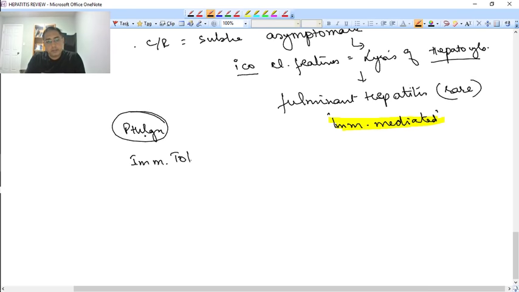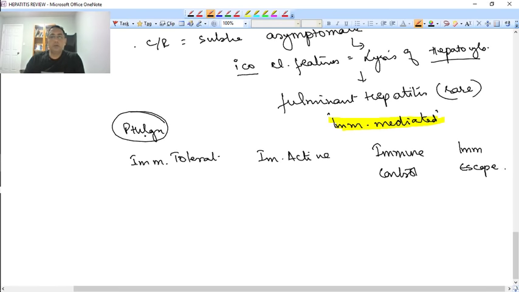Immune tolerant, immune active, immune control phase, and immune escape phase. So remember it this way: TACE, T-A-C-E. Tolerant, Active, Control, and Escape. So these are the 4 phases.